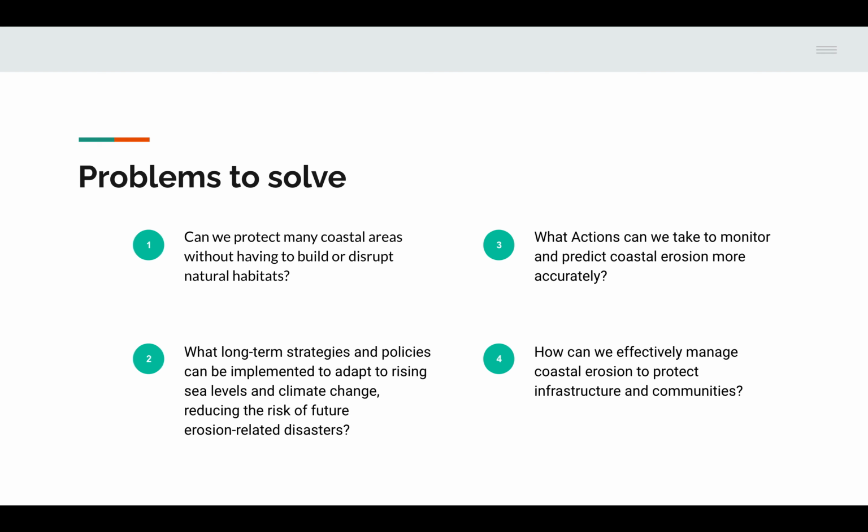Questions to solve. Number 1. Can we protect many of our coastal areas without having to build or disrupt natural habitats? Number 2. What long-term strategies and policies can be implemented to adapt to rising sea levels and climate change, reducing the risk of future erosion-related disasters? Number 3. What actions can we take to monitor and predict coastal erosion more accurately? Number 4. How can we effectively manage coastal erosion to protect infrastructure in many communities?